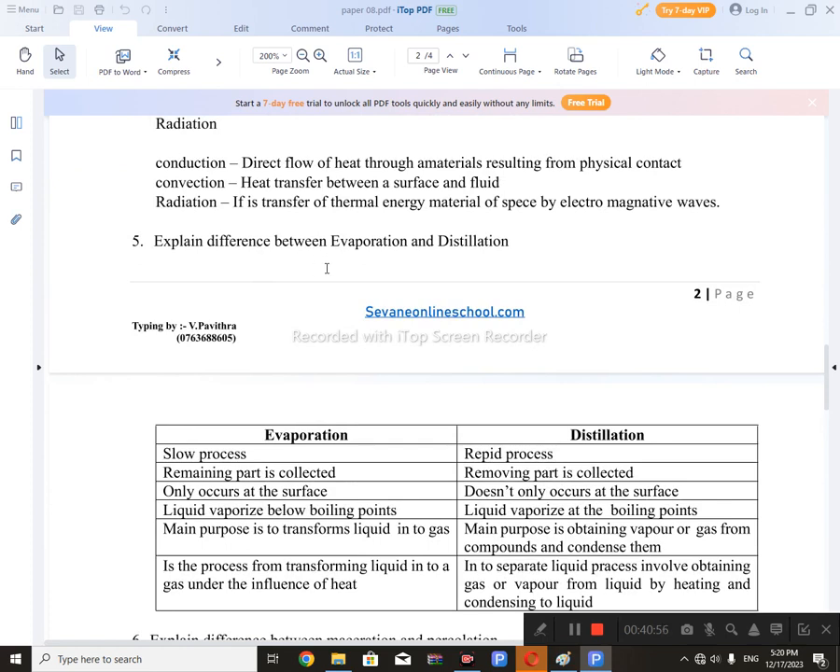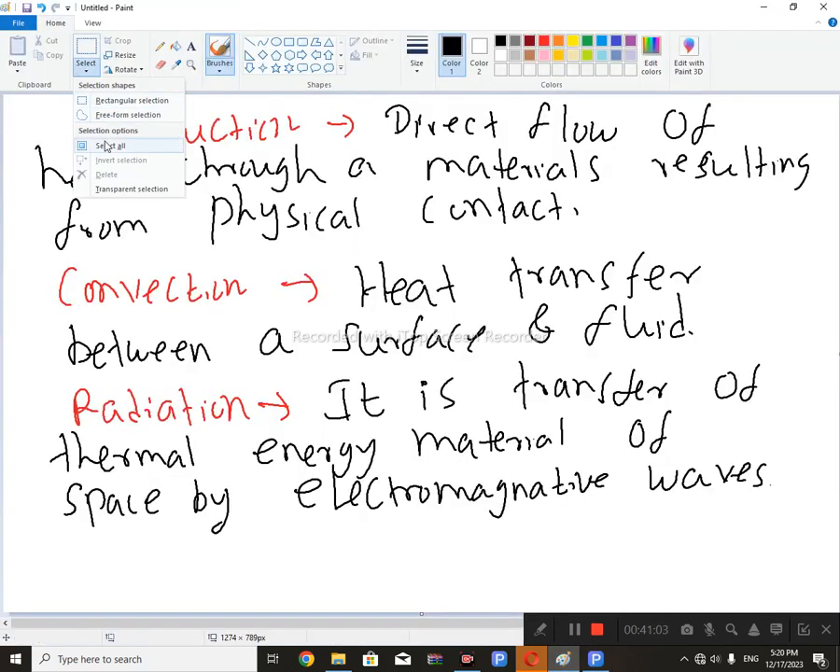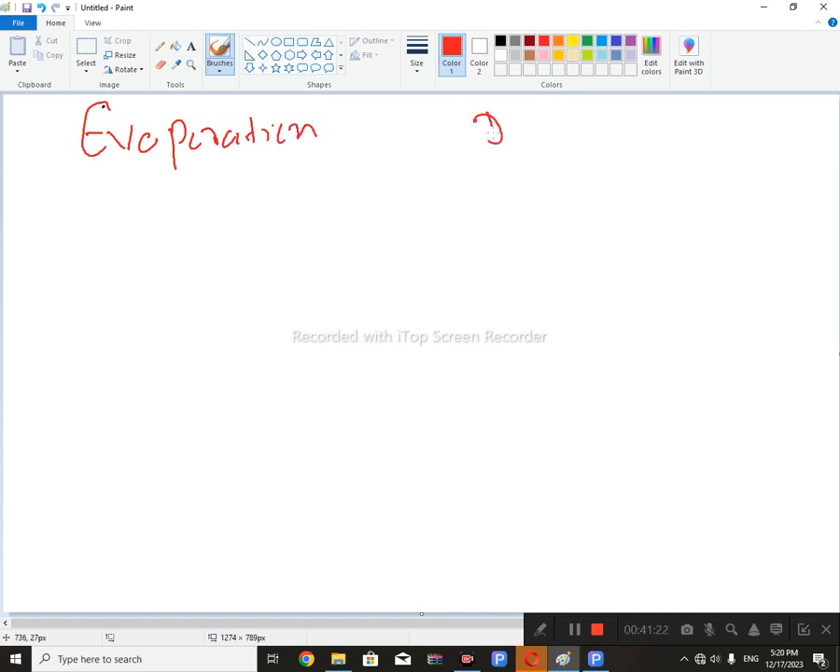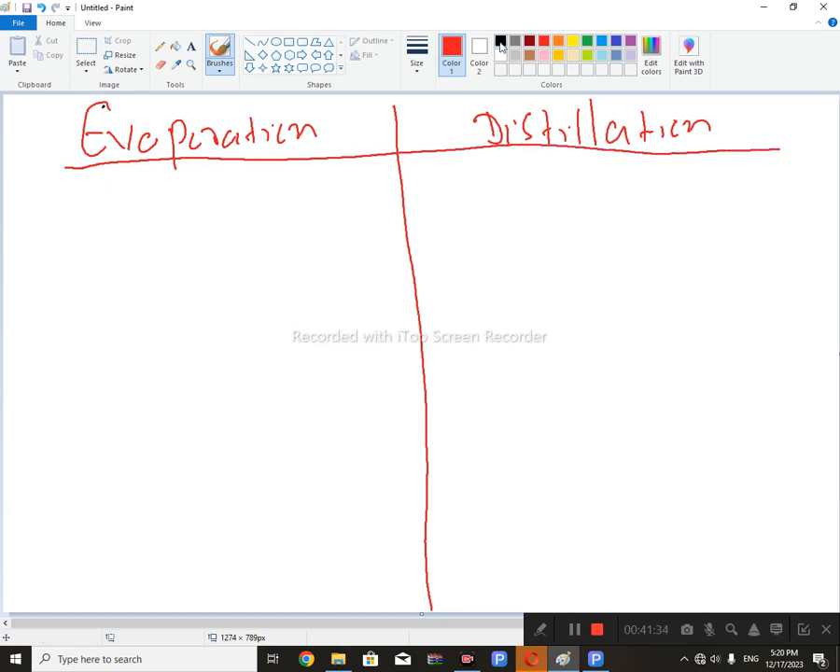Explain difference between evaporation and distillation. Evaporation: slow process. Distillation: rapid process.